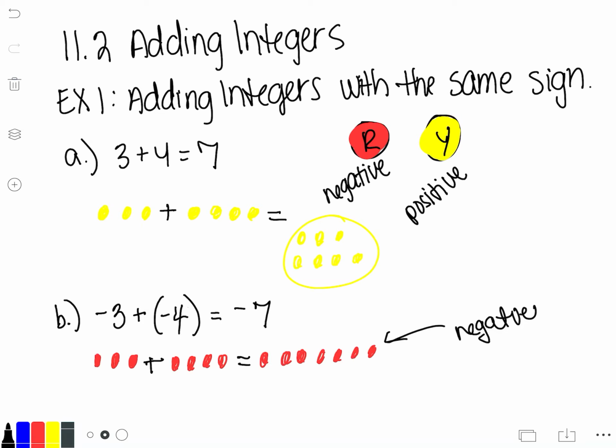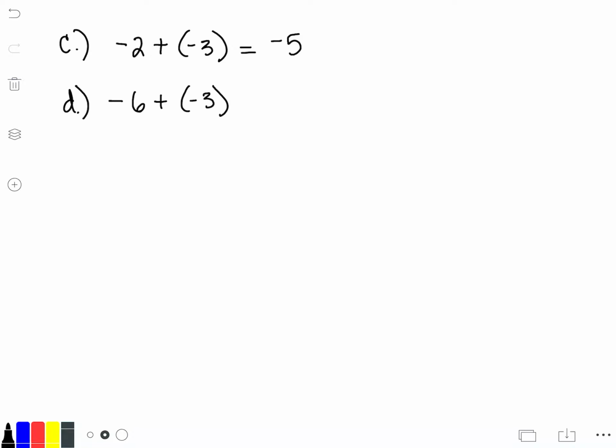I am going to try a few of these examples without the colors, because I'm not trying to confuse you either. So let me clear my screen. If you need to, you can back up. We'll make this example C. Let's say I have negative 2 plus a negative 3. Without the colors, this would be negative 5. Basically 2 reds, 3 more reds, a total of 5 reds. What if we have negative 6 plus a negative 3? Again, 6 reds, 3 more reds, a total of 9 reds, so it would be negative 9.